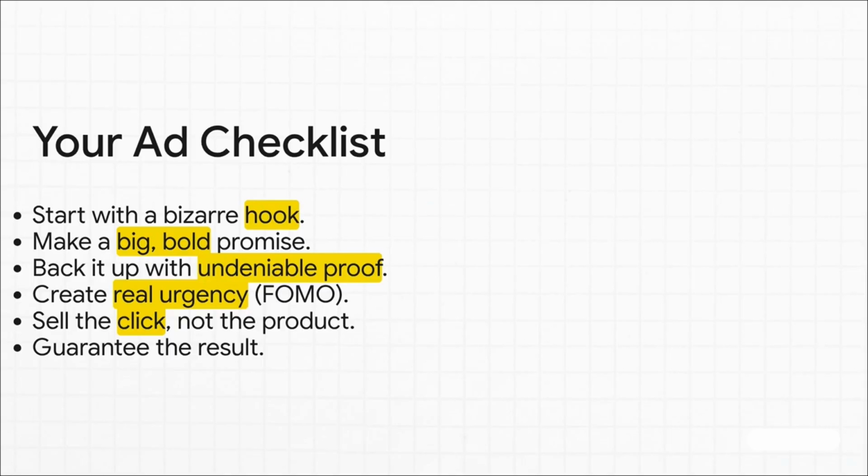1. Start with a bizarre hook to stop the scroll. 2. Hit them with a massive, bold promise. 3. Back it up with undeniable proof. 4. Create real urgency. 5. Sell the click, not the product. And 6. Remove all the risk with a killer guarantee.